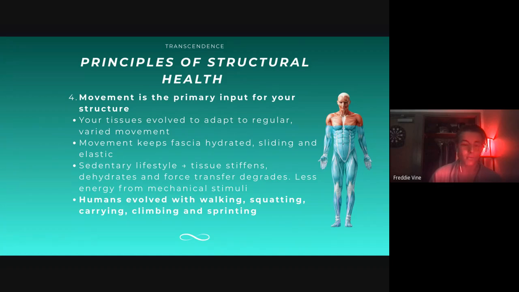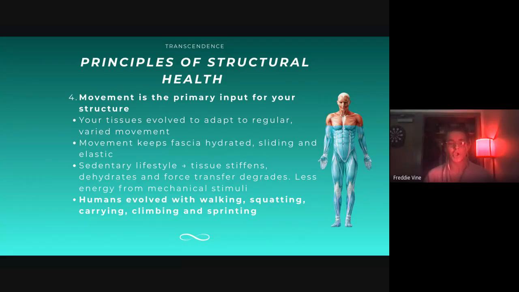And what we do when we have this varied movement is the fascia stays hydrated. The more you move, the better your fascial health is going to be, and not necessarily if you are always moving, maybe it gets inflamed then or whatever. But in most cases, just having a good lifestyle in terms of movement is going to keep your fascia hydrated. It's going to keep them sliding and elastic well. And we'll talk about why that's important.